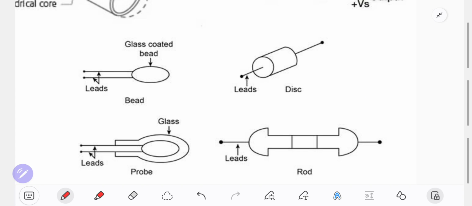I can draw the physical form of this sensor like this, and these feet. The type of PTC, sorry, PTC or NTC type.